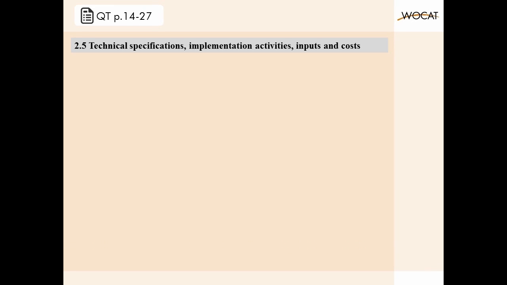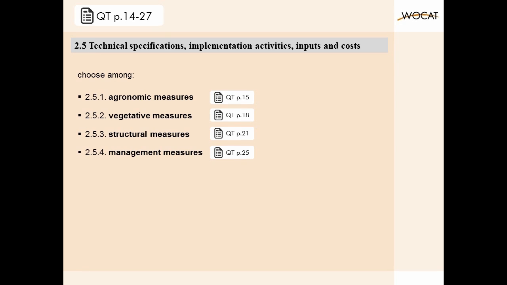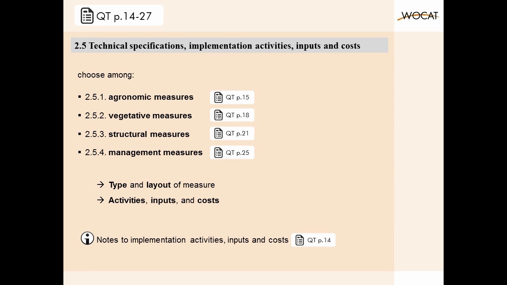Section 2.5 on technical specifications, implementation activities, inputs, and costs is the most demanding section concerning facts and figures. If you have indicated only one conservation measure before, answer the questions in the relevant section which corresponds to that conservation measure. If you have indicated more than one measure before, fill out each corresponding section. Each section includes questions on the type and layout of the measure, and on the activities, inputs, and costs of the measure. To facilitate and avoid misunderstandings about implementation activities, inputs, and costs, carefully read the notes on page 14.